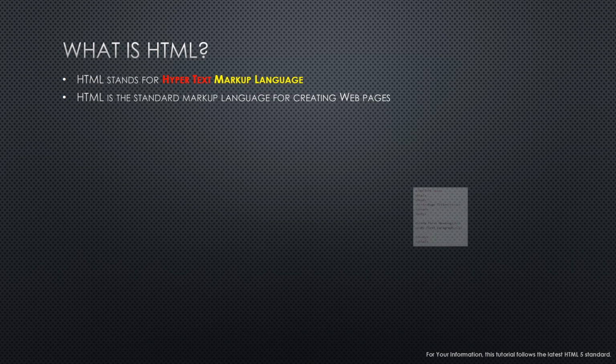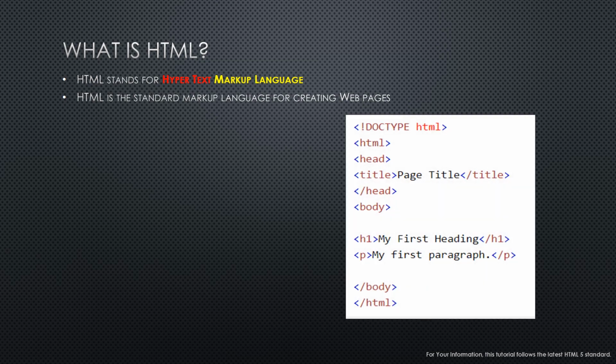Now, let me show you a very simple HTML document. The doctype html declaration defines that this document is an HTML5 document. The HTML element is the root element of the HTML page. The head element contains meta information about the HTML page.